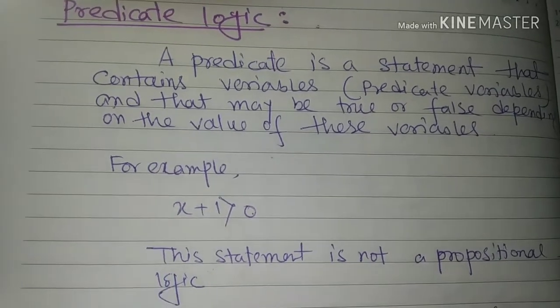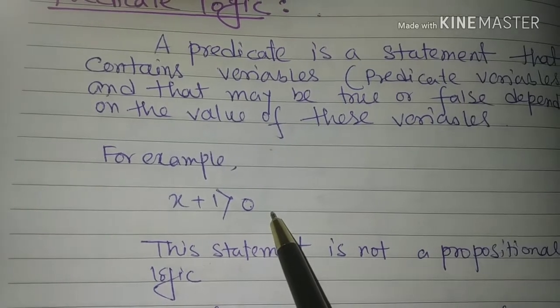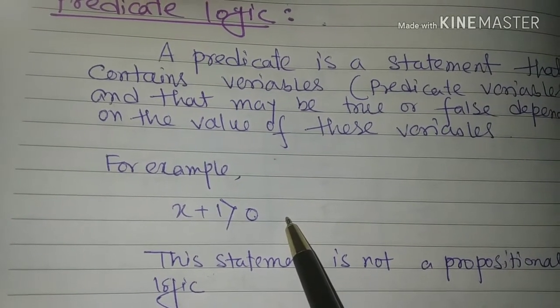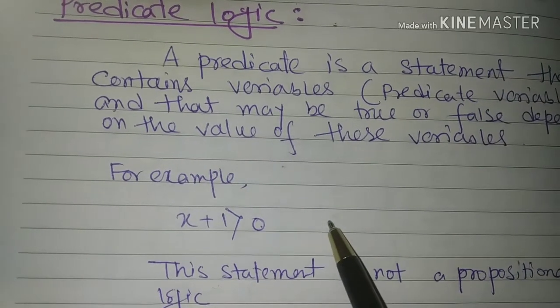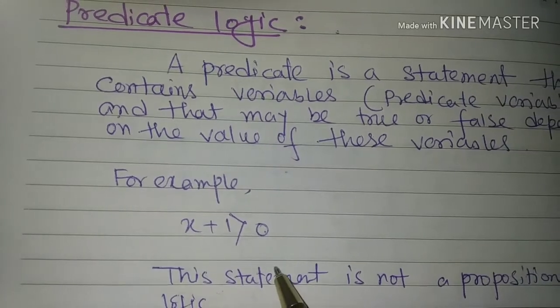Now let us take an example. Let us assume x plus 1 greater than 0. Now, it is not a propositional statement. Why is this not a propositional statement? Because it will not return a true or false value unless and until we know the value of x.